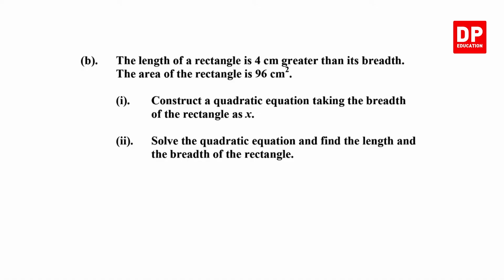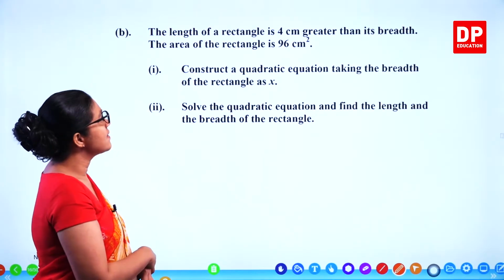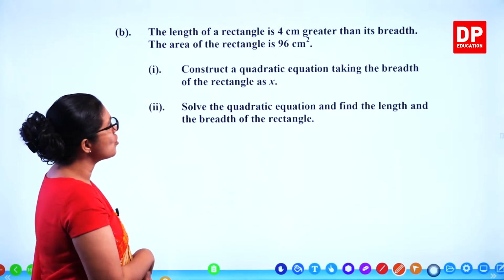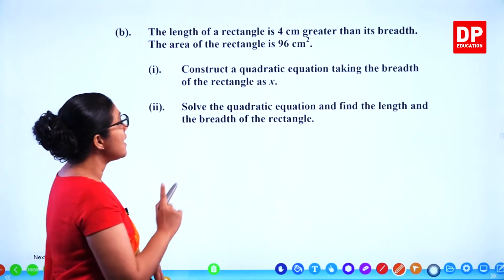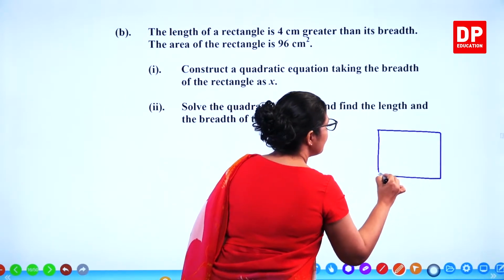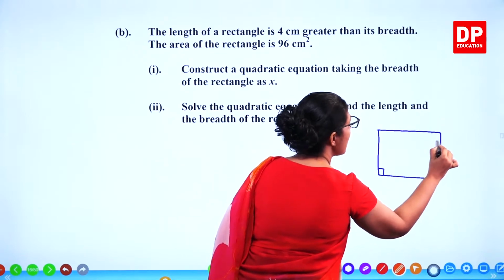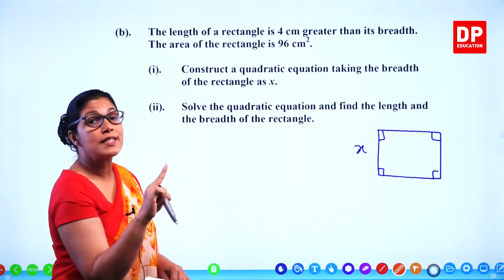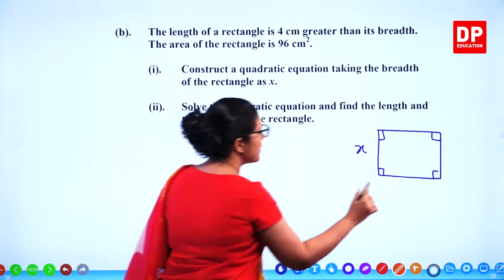Part B. The length of a rectangle is 4 cm greater than its breadth. The area of the rectangle is 96 square centimeters. Construct a quadratic equation taking the breadth of the rectangle as x. So that means breadth you have to take as x. Then what's the length? Length is 4 centimeter greater than the breadth, x plus 4.